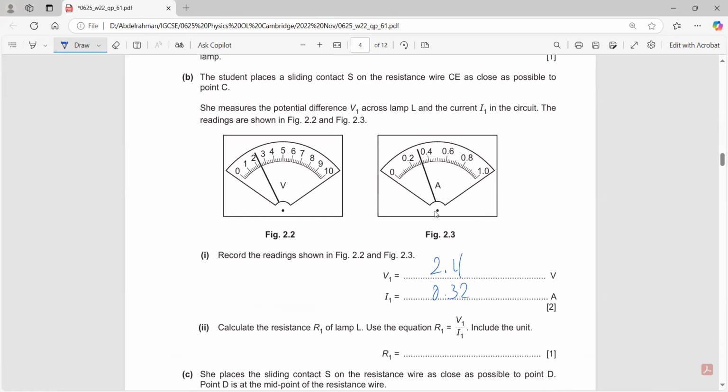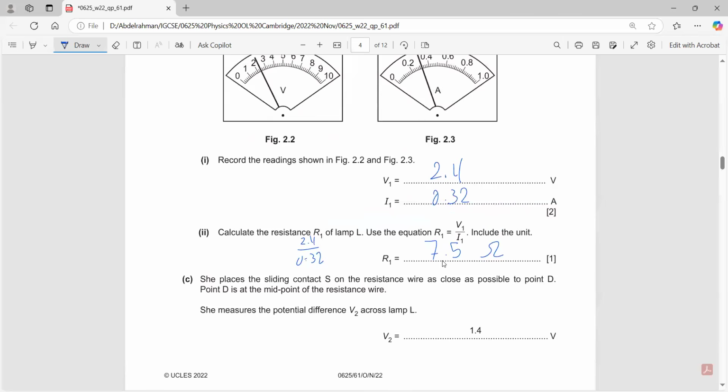Can I find the resistance? Yes. 2.4 divided by 0.32 would give you a resistance of 7.5. And the unit is ohms. 7.5 ohms.